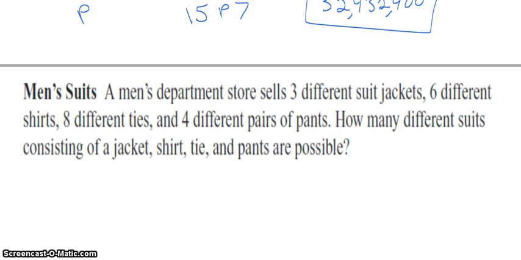So we're looking at suits. There are 3 different types of suit jackets, 6 different types of shirts, 8 different types of ties, 4 different pairs of pants, and usually when you would wear a suit, you would wear one of each of those, and presuming they all match together, we are taking our number of choices and multiplying them. So 3 jackets, 6 shirts, 8 ties, 4 different pairs of pants. When we multiply all those together, we get 576. So presuming all of them go together, we have 576 different possibilities. So we just multiply all of our choices.